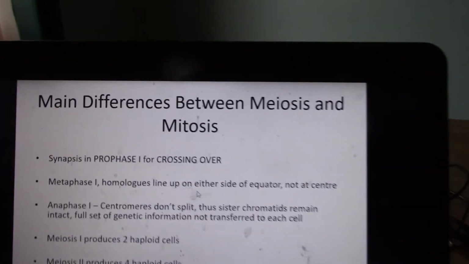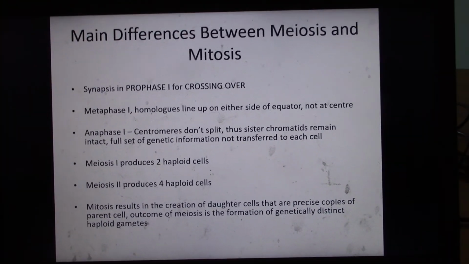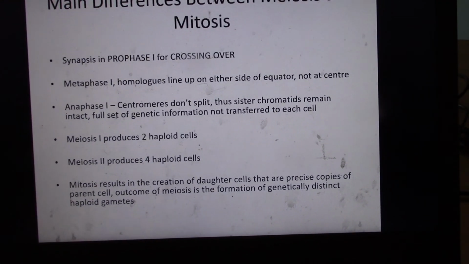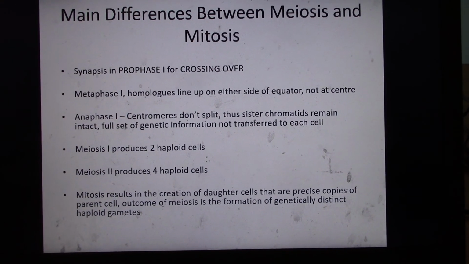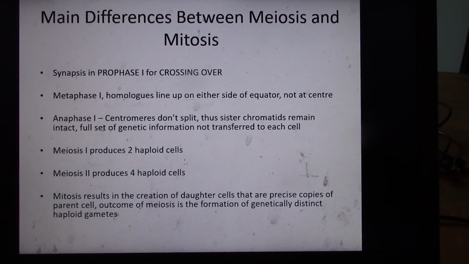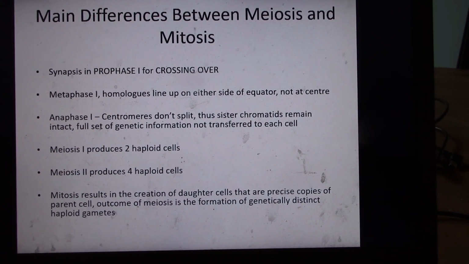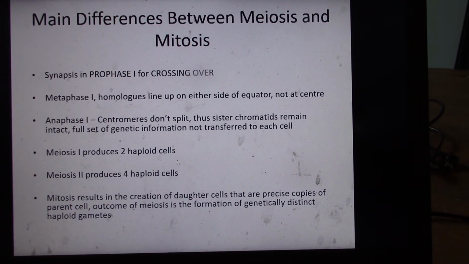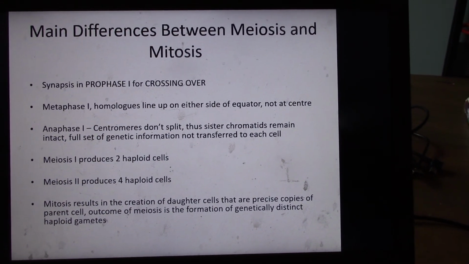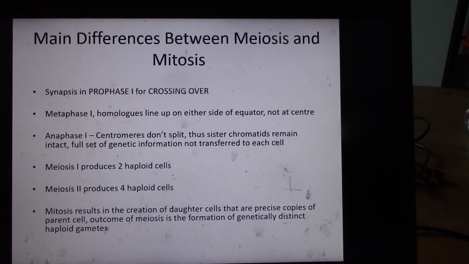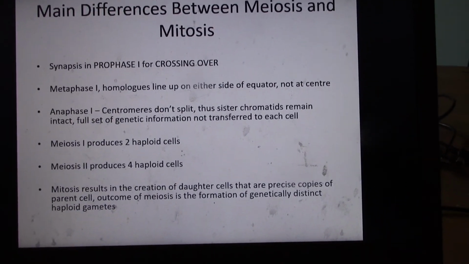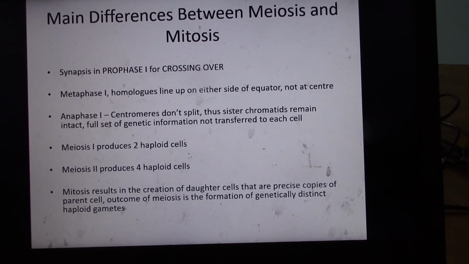Okay? So let's summarize this. So main differences between meiosis and mitosis. And I'm going to give you just some visuals on the board here. So synapsis for crossing over. Metaphase 1, homologs line up on either side of the equator, not at the center. In anaphase 1, the centromeres don't split, but the homologous pairs do. Sister chromatids remain intact, so you get one homologous chromosome going to one side of the poles of the cell, and the other homologous chromosome going to the other pole, and those will end up in different cells. You don't get both homologous chromosomes.